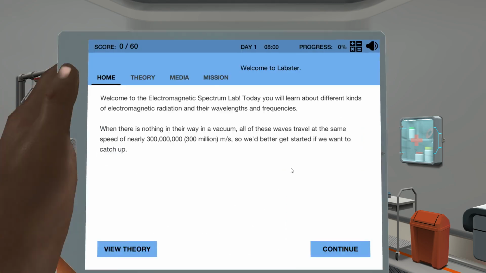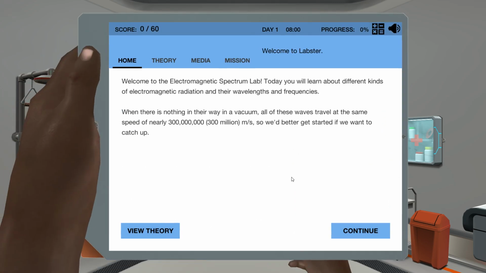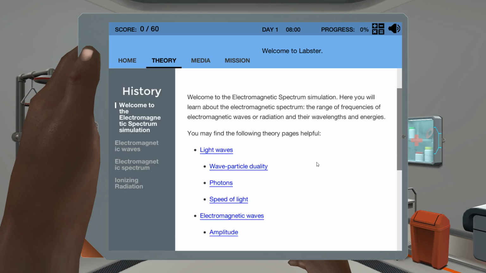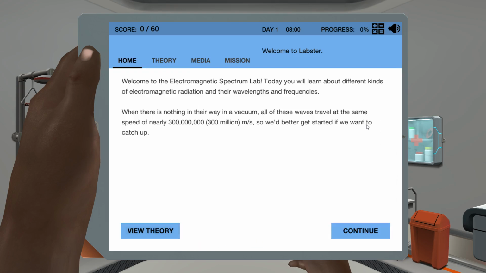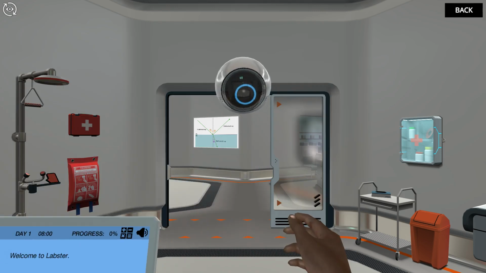Welcome to the Electromagnetic Spectrum Lab. Today you will learn about different kinds of electromagnetic radiation and their wavelengths and frequencies. When there is nothing in their way in a vacuum, all of these waves travel at the same speed of nearly 300 million meters per second, so we'd better get started if we want to catch up.